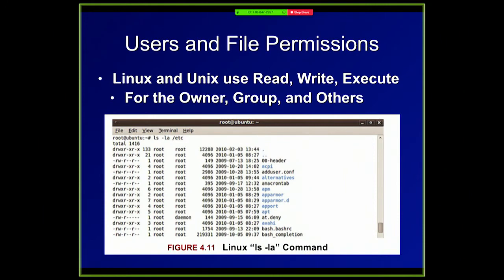Linux and Unix use read, write, and execute for user, group, and others. So you have these 9 letters: read, write, execute, read, write, execute, read, write, execute for the owner of the object, people in the same group, and everybody else. That's the Unix permission system.